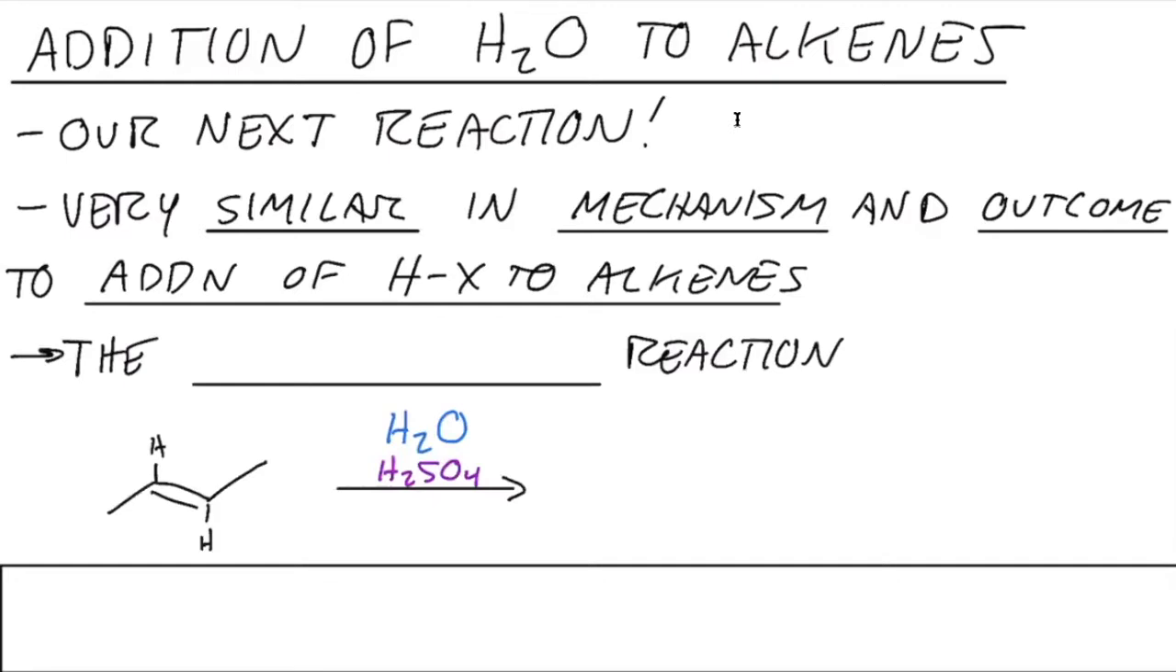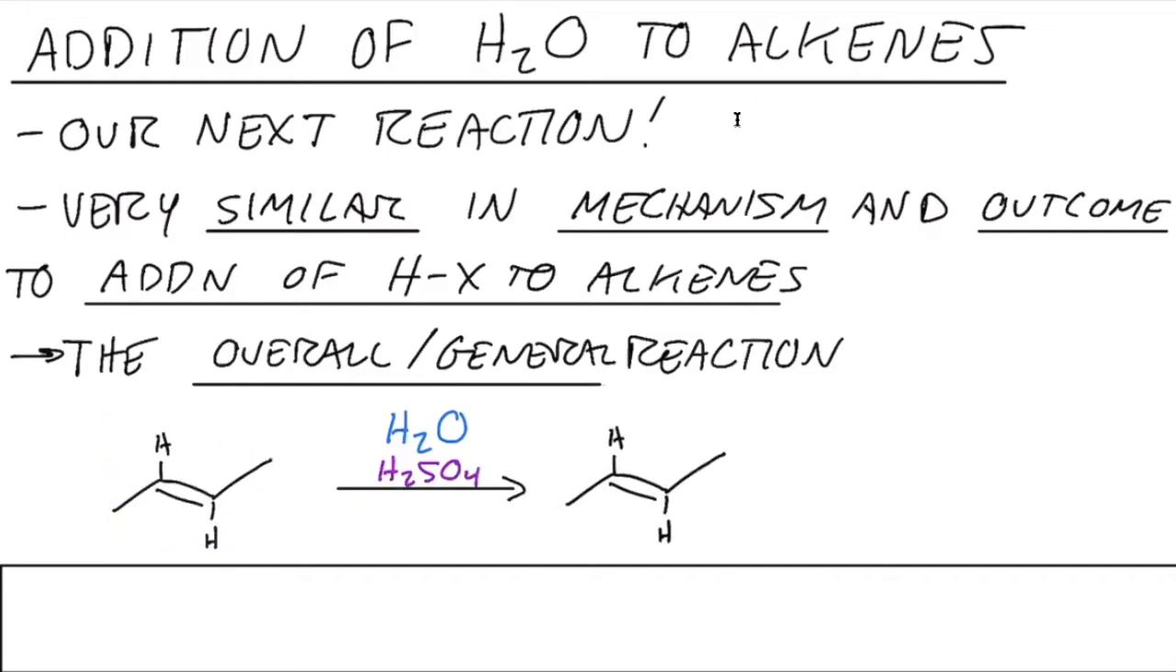So the overall and general reaction for this one looks something like this. We have some alkene to start with, and then instead of adding HX to it, we're going to add H2O, but we need to do this in the presence of H2SO4. So when we look at the product for this reaction, I'm going to quickly just duplicate this over. We're again going to be reacting with that alkene similarly to how we did before. And we're going to add a proton across that alkene, much like we did before, to create a carbocation.